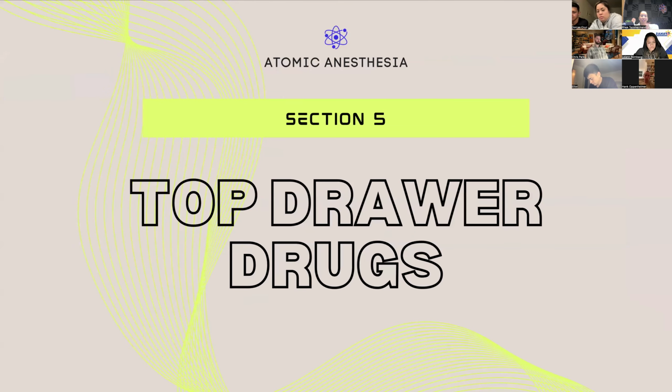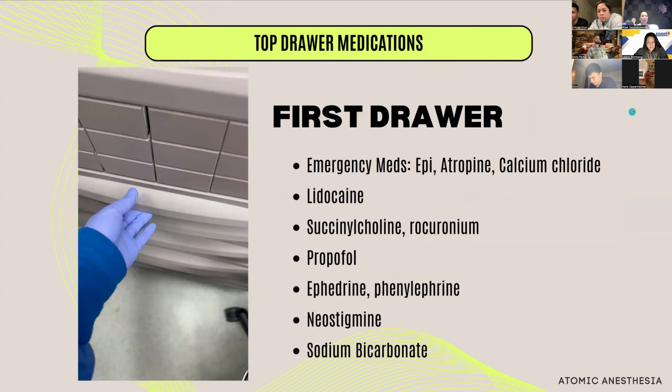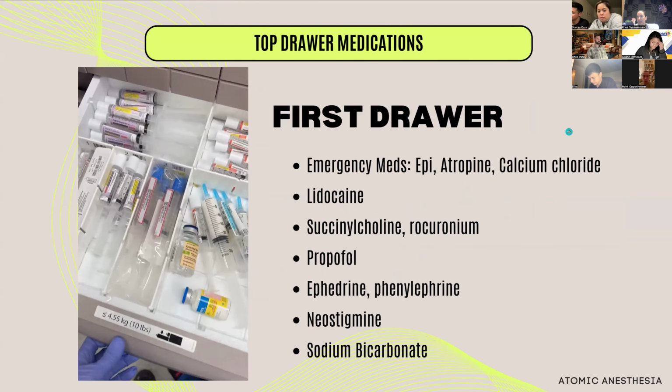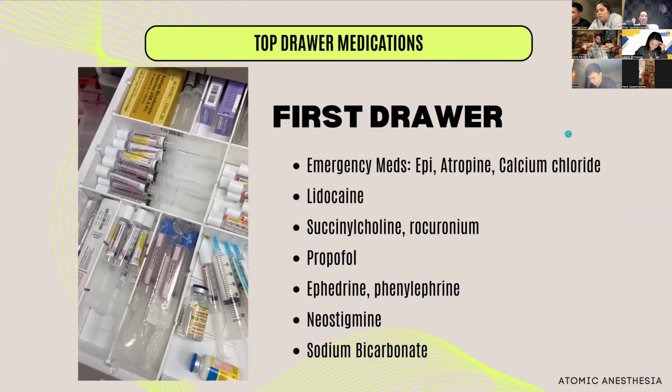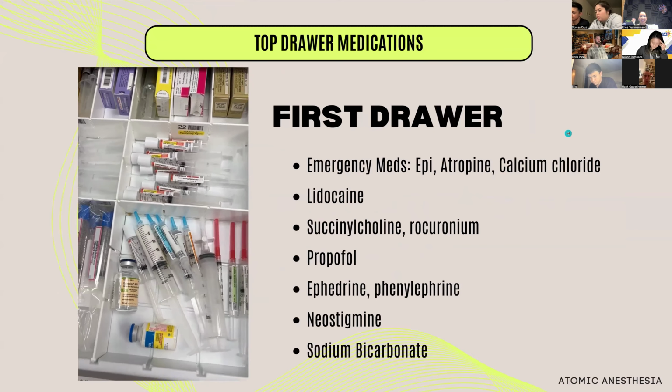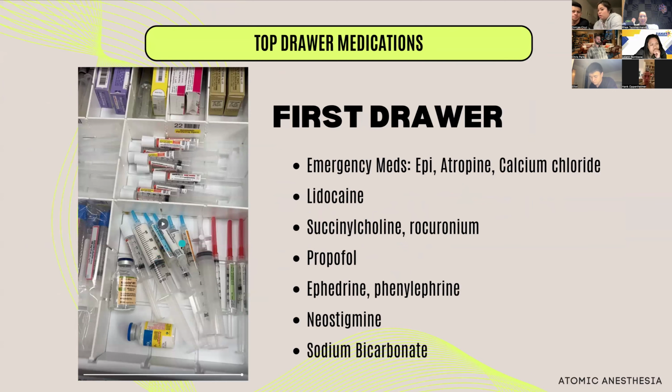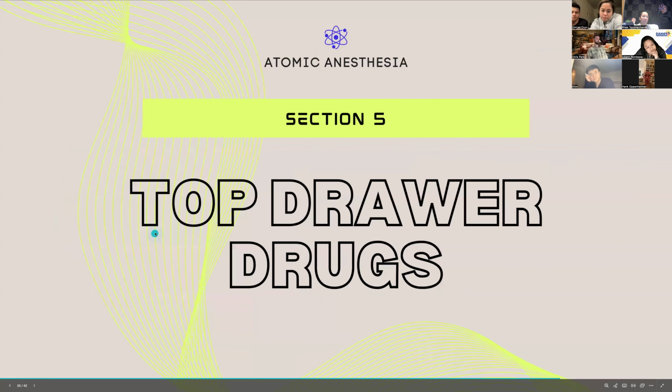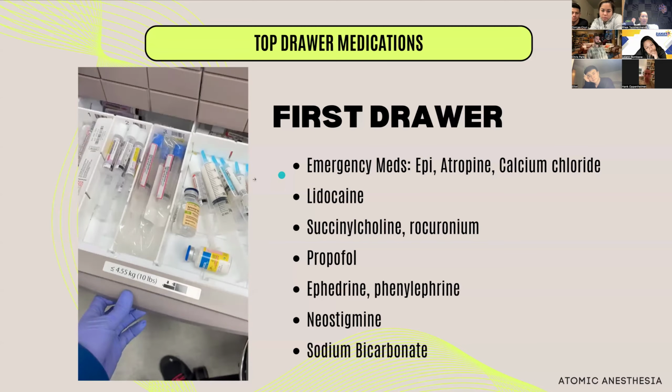All right, let's just finish this up with some top drawer drugs. I didn't edit these or anything, so you can still hear us talk in the OR. This is the first drawer. It's kind of what it looks like. We usually have a little space here where we put all the medications that we've drawn up for the case. And then I'll play this one more time so you can see what the top drawer looks like.